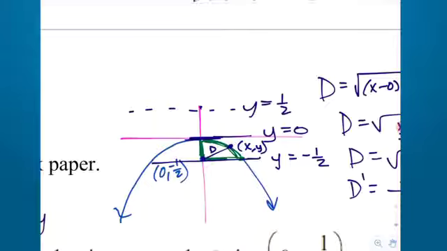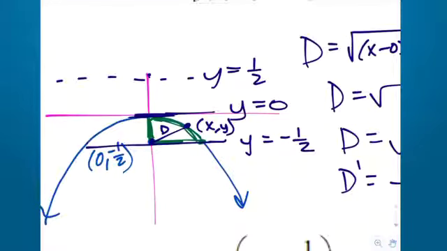So the only critical value is not relevant. Therefore, the closest point, if it's not a critical value, is going to be where? One of the endpoints, right? So let's figure out what that is. The first endpoint would be y equals 0. How far away is the point 0, negative 1/2 from the vertex?